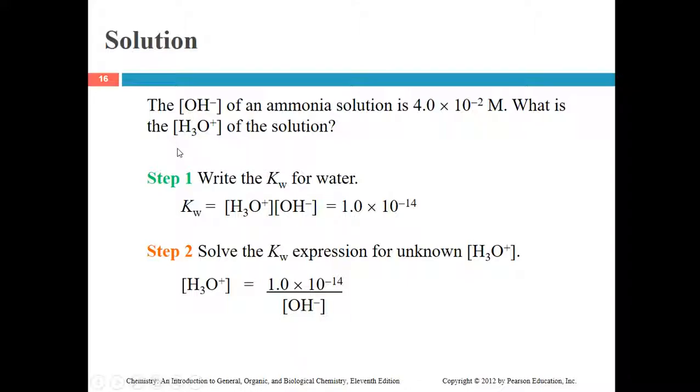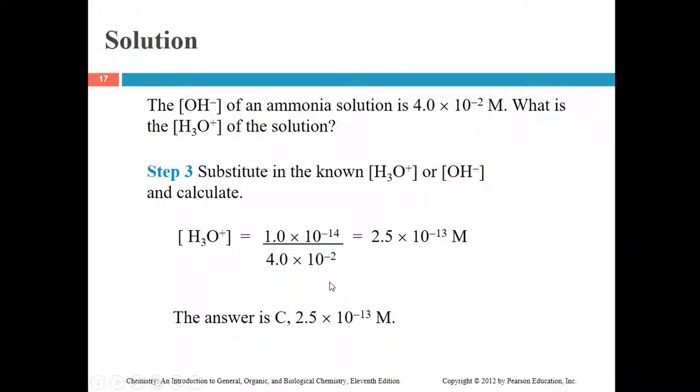Now we are going to rearrange to solve for our hydronium ion concentration. So we're going to put it all by itself. We're going to divide through by our OH on both sides. So when we do, we have that our hydronium ion concentration is 1.0 times 10 to the negative 14 over our hydroxide concentration, which is 4.0 times 10 to the negative 2. When we get that, we see that our hydronium ion concentration is 2.5 times 10 to the negative 13.